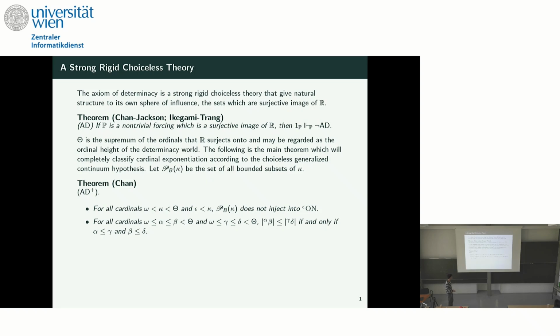As an easy consequence of this, when you combine it with Bothe-phase GCH, you get the following classification of cardinal exponentiation. If you have infinite cardinals alpha less than or equal to beta less than theta, and gamma less than or equal to delta less than theta, then beta to the alpha injects into delta to the gamma if and only if alpha is less than gamma and beta is less than or equal to delta. From this, if you give me any four infinite cardinals, you can determine whether those cardinals are comparable or incomparable from this second relation. But the main result is the first one.